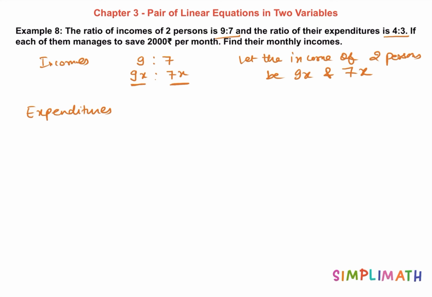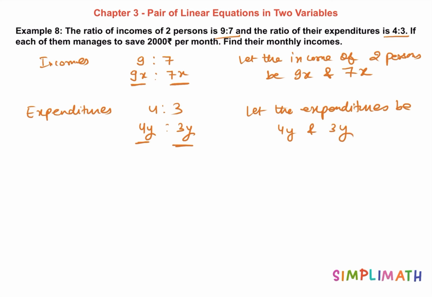Right now the expenditures are in the ratio of 4 is to 3, so I can say that the expenditures are 4y and 3y. Why? Because if we multiply y on both the sides of the ratio, we still get the same ratio. So let the expenditures be 4y and 3y. So let the two people be A and B. So the incomes are 9x and 7x.